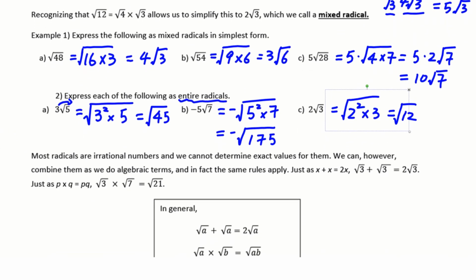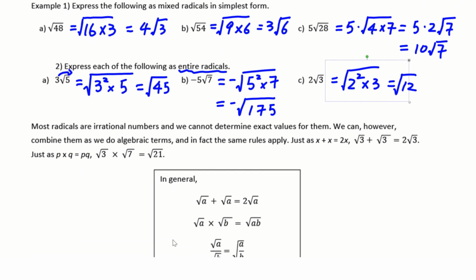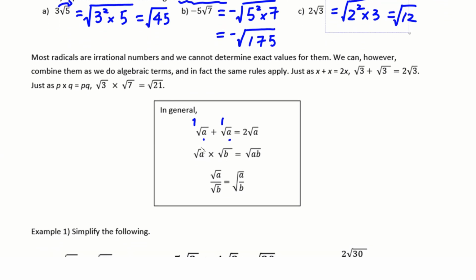So we are going to see the rules. Square root a plus square root a: you have the same radical sign and the same radicand. We call them like terms. We could add the numbers at front. 1 plus 1 gives you 2. And if it's multiplication, you have the same radical sign, then you can multiply the radicands together. If division, same radical sign, we could divide the radicands. So these are the 3 rules, and adding also applies to subtracting.